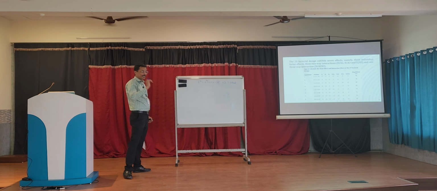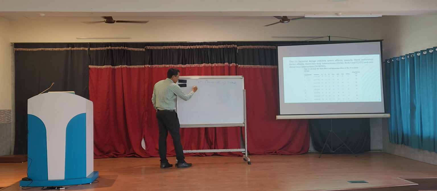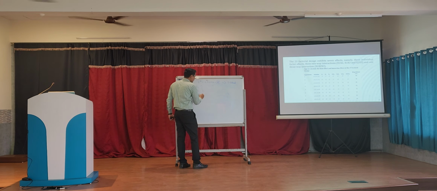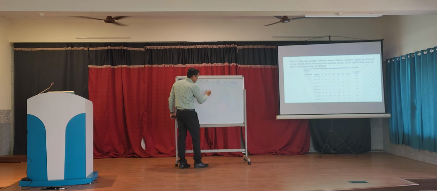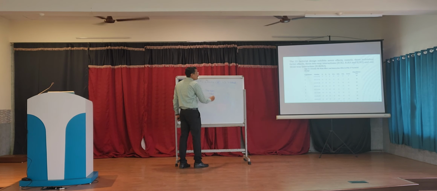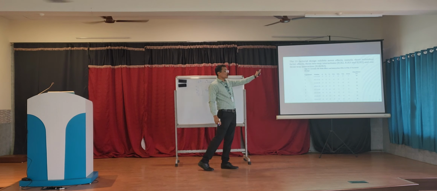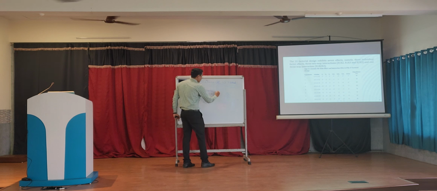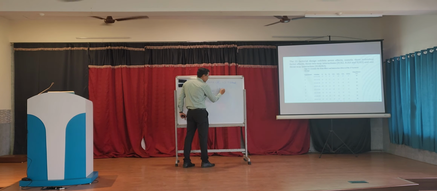So first 3 effects are the main effects. x1's individual effect, x2's individual effect, and x3's individual effect. So these are the 3 main effects. Okay, then 3 two-way interactions. So which are these 3 two-way interactions? x1 x2, x1 x3, x2 x3.